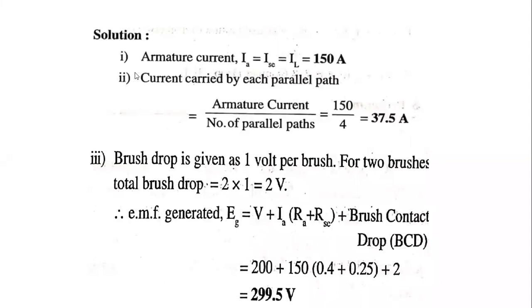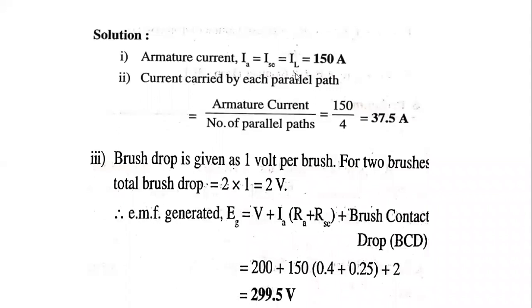Next, coming to the second part, the current carried by each parallel path. The formula for current carried by each parallel path is armature current divided by the number of parallel paths. IA is equal to IL. Therefore armature current is 150 divided by the number of parallel paths, which in lap winding A is equal to P, that is 4. That is 37.5.